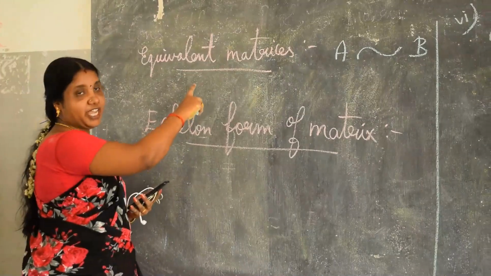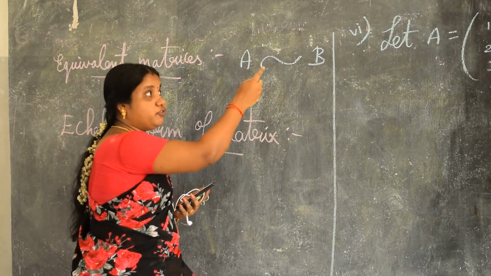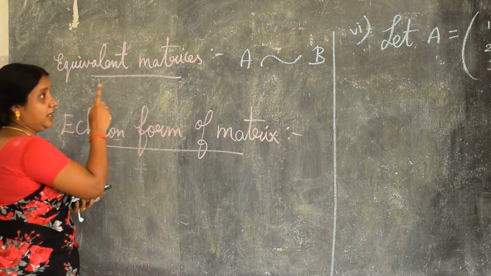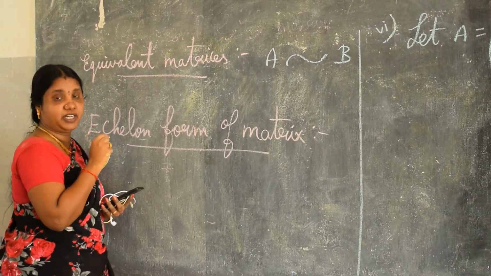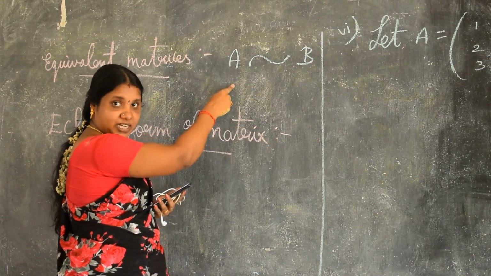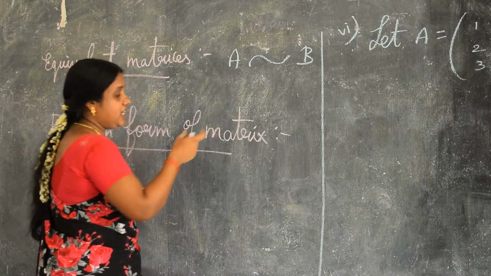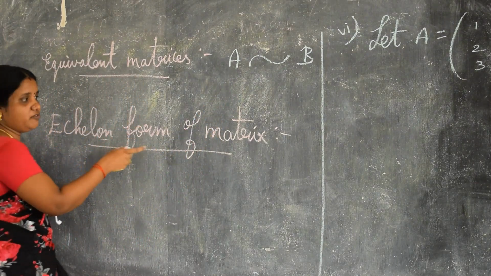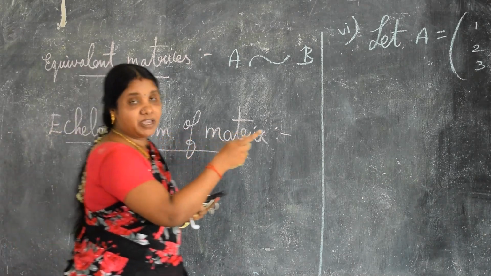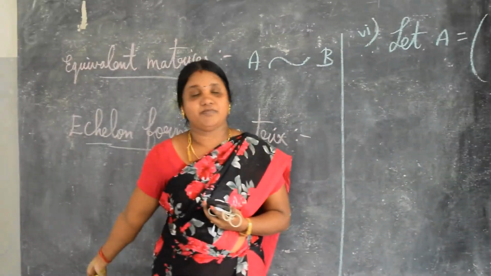We are going to see about equivalent matrices. Both the matrices are said to be equivalent if one matrix is obtained from the other by the help of elementary transformation. Already I said elementary transformation. With the help of elementary transformation, if one matrix is obtained from the other, then it is said to be an equivalent matrix. This is the symbol for equivalent matrix. Next we are going to see about equivalent form of matrix. Equivalent form of matrix, we have to use it for a 3 by 4 matrix. Then easily you can get the answer if you use this equivalent form of matrix.